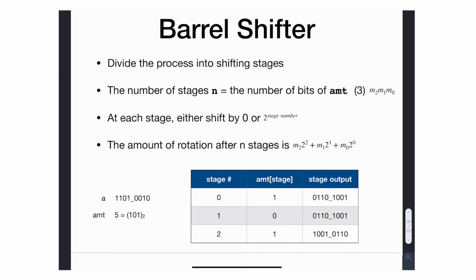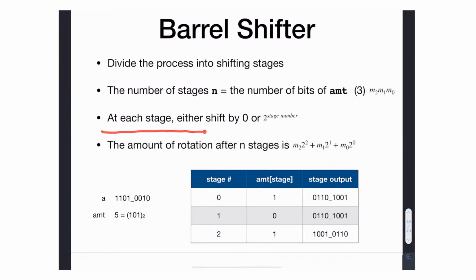It tells me that I'm going to have to divide the process into shifting stages. So I'm going to shift in stages. I'm not going to just shift them all. This is an algorithm, so it's step by step. How many stages do I need? Well, the number of stages, n, is the number of bits for the shift amount. In this particular example, it happened to be 3. So I need 3 stages: stage 0, stage 1, and stage 2. At the very end of these stages, I will have my full barrel shift done.